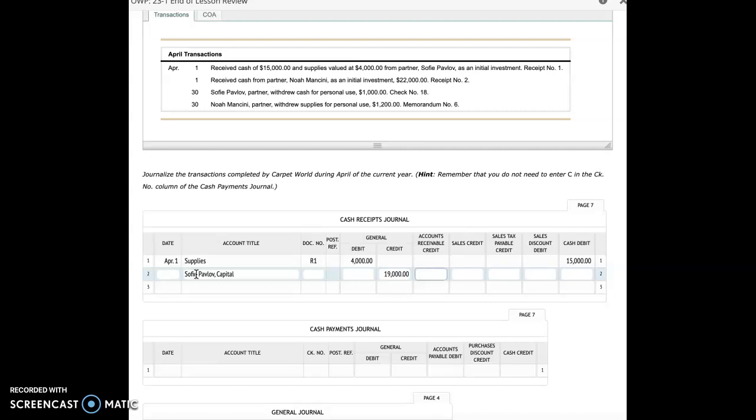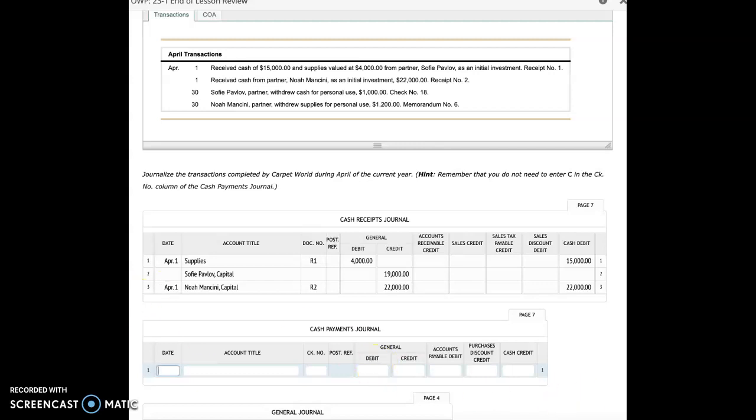Then our second one, April 1st, received cash from partner Noah Mancini as an initial investment, $22,000. So we're still in our cash receipts journal, April 1st. So this time it will be Noah Mancini, comma, capital. Document number is R2, and it will be a general credit of $22,000 and a cash debit of $22,000.